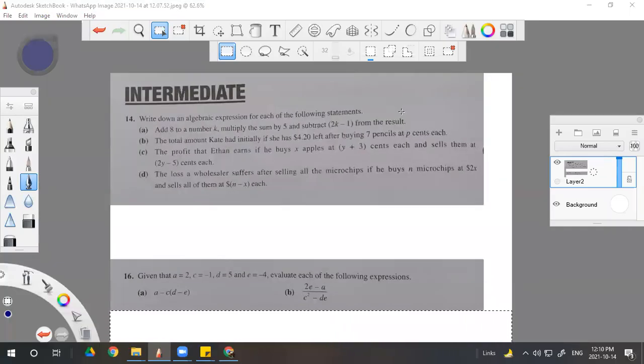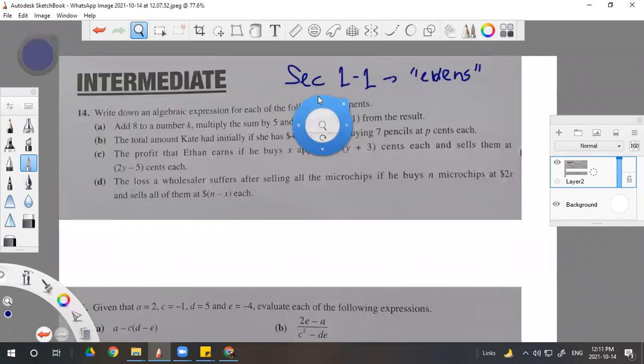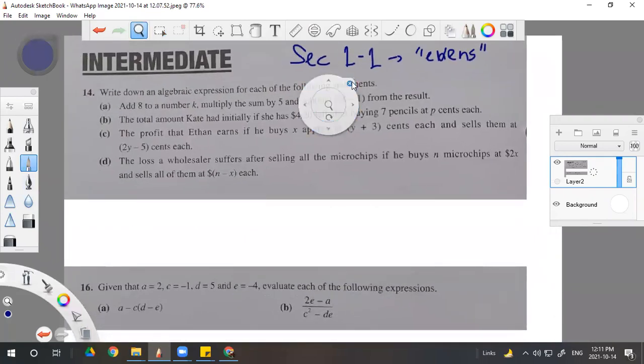Okay, guys, now we will discuss the topic of algebra in Secondary 1-1. For Secondary 1-1, I will give you an explanation for all the even numbers, and you may ask me directly whenever you have any question for this part. Let's do number 14a.